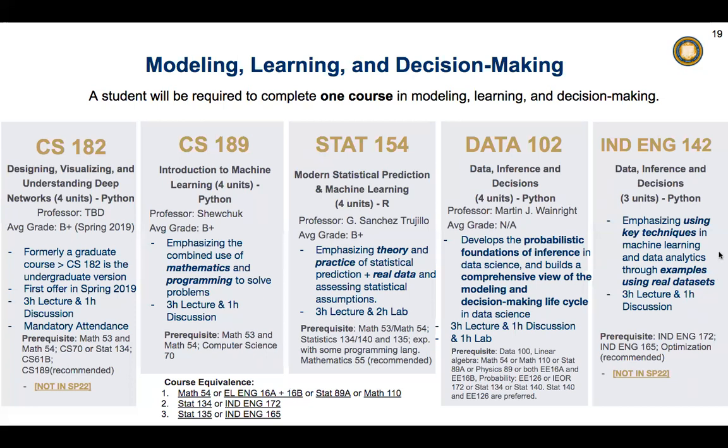And yeah, so for this one, it's another requirement, which is the modeling, learning, and decision-making requirement. For here, you can see that 2 of the classes aren't available for next semester, CS 182 and Industrial Engineering 142. But other than that, it's all available. And just like the last slide, there's the average grade information, the professor that's going to be there, and the prerequisites. So keep that in mind.